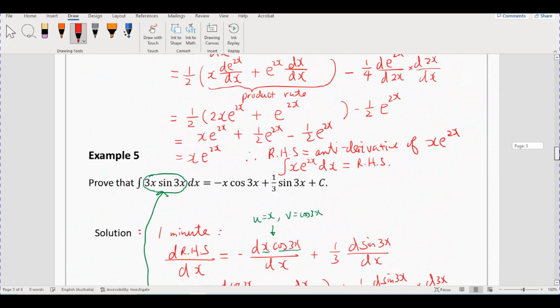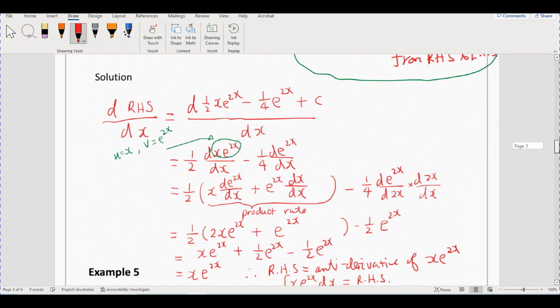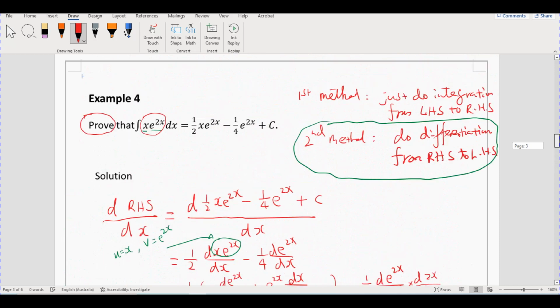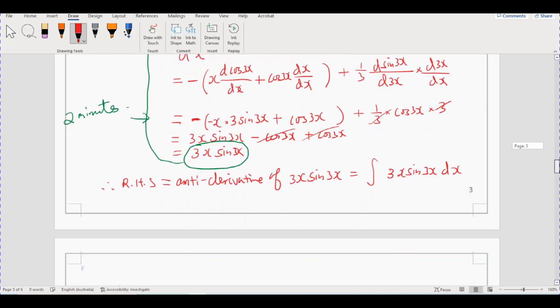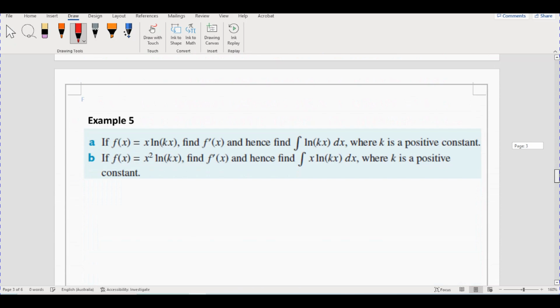Okay, from the last two questions, I hope you have observed that when they ask you to prove the result of integration, actually it's more sensible to do it from right hand side to left hand side by differentiation. Okay, so integration is much more difficult than differentiation. Although for differentiation, sometimes you still need to know how to use the product rule. Okay, but at least it's workable. It's a viable approach.